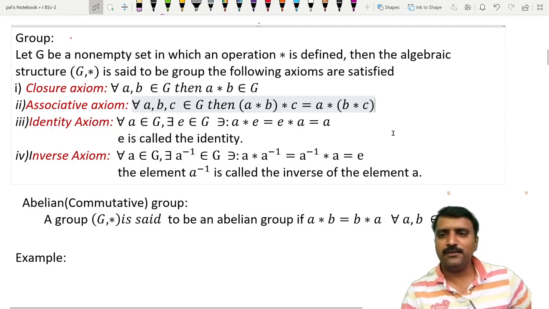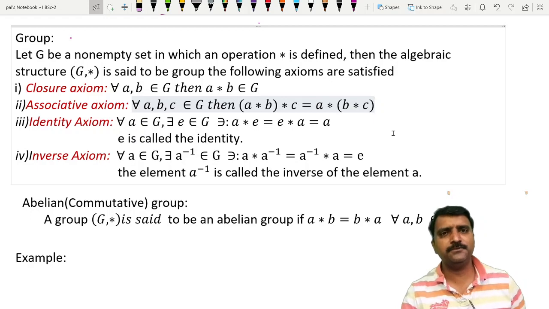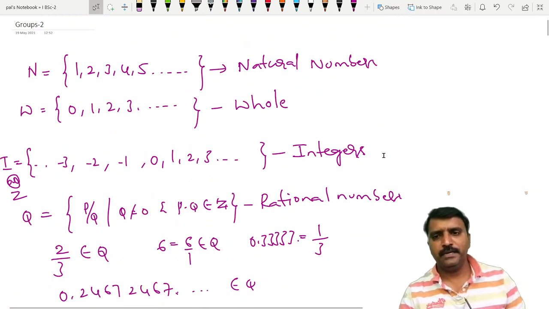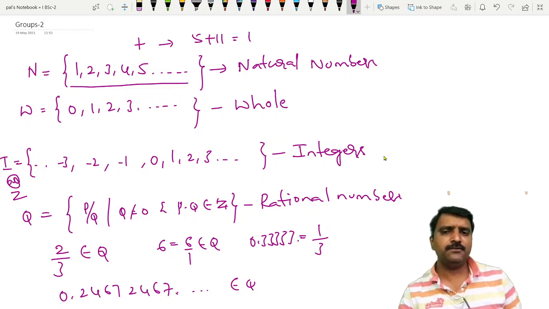So a group is a non-empty set in which star is the binary operation defined in the group G. So what is a binary operation? For example, in the set of natural numbers, I am taking addition as a binary operation. For addition to be a binary operation, if you operate any two natural numbers with plus, say 5 and 11, 5 plus 11 is equal to 16.